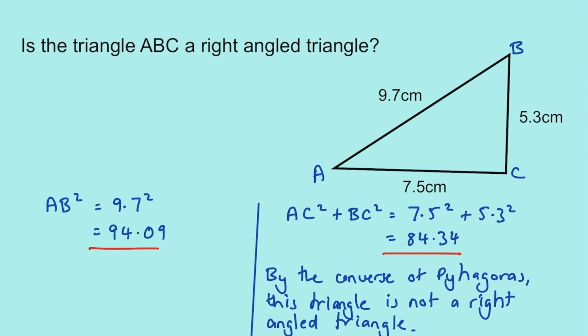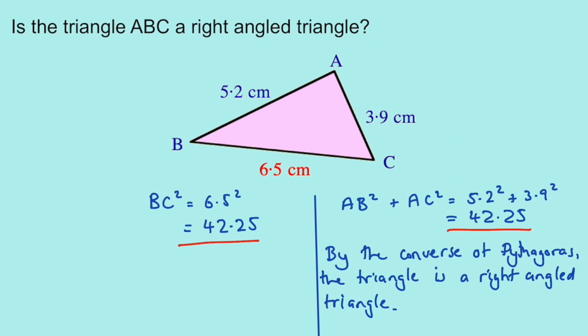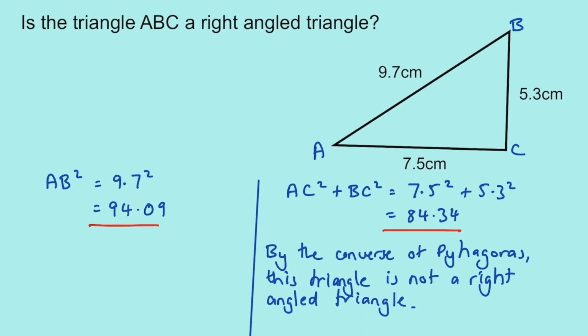Okay, I hope that's clear. So all we're trying to do is make sure that when we square the length of the longest side, it must be equal to the sum of the squares of the other two sides for it to be a right angle triangle. That condition is only true when you've got a right angle triangle. So we've shown two examples here. These numbers do not match, so therefore it's not a right angle triangle. And in the previous example, the two values do match, and so therefore it must be a right angle triangle. So using the converse of Pythagoras, we can prove whether a triangle is right angled or not.